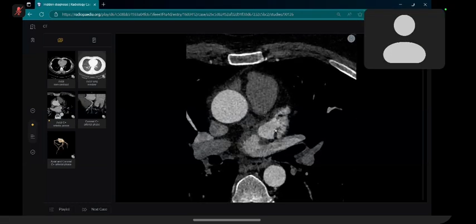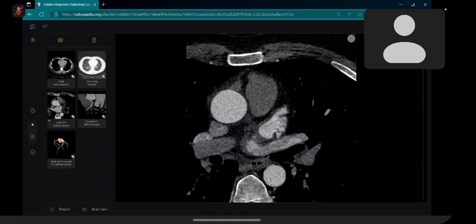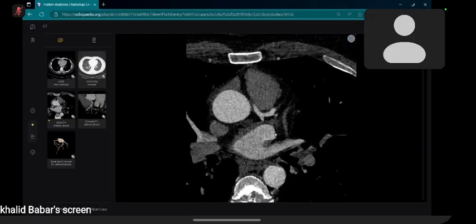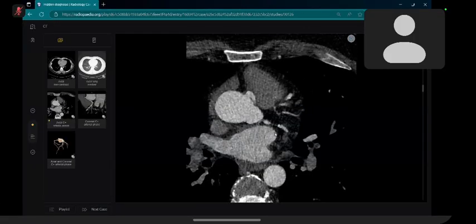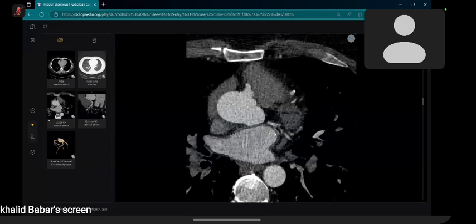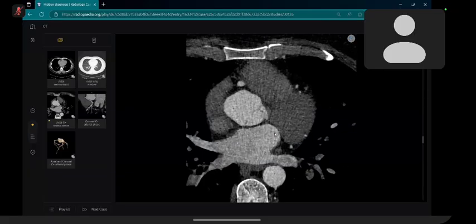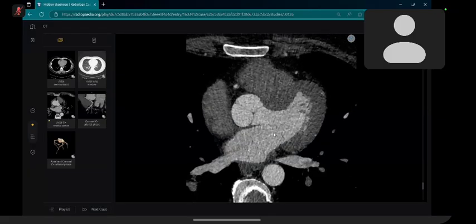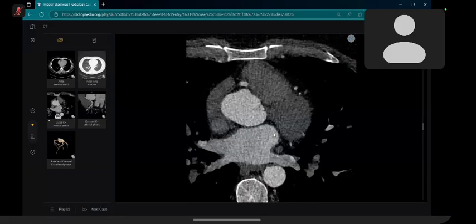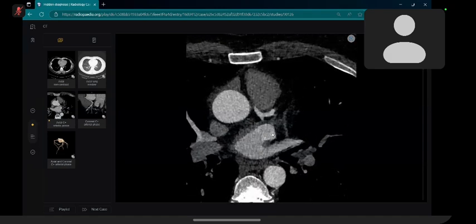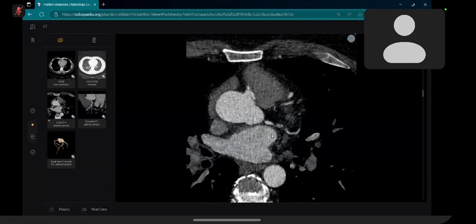Okay, sir. I'm provided with the CT coronary angiogram focus views, and first I will scroll from top to the bottom, and then I'll start commenting. Sir, I can appreciate that from the right sided or anterior cusp, the right coronary artery is arising, and the left coronary artery is not arising from its normal anatomical position, and it has the common origin with the right coronary artery.